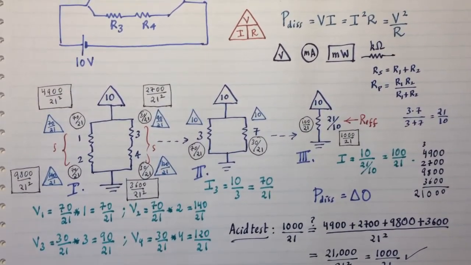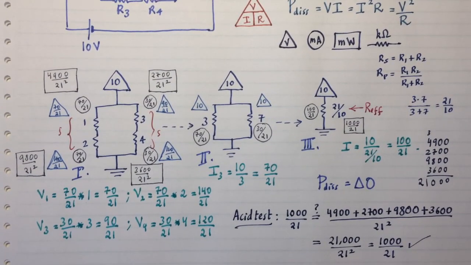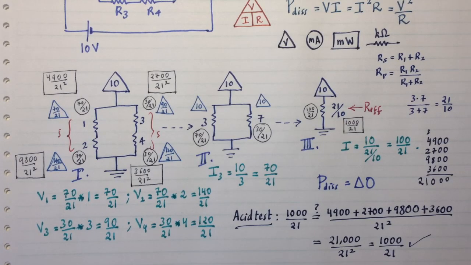That's your basic circuit analysis problem. Not very different from your homework problem. Your homework problem is probably a little bit crazier with the numbers.